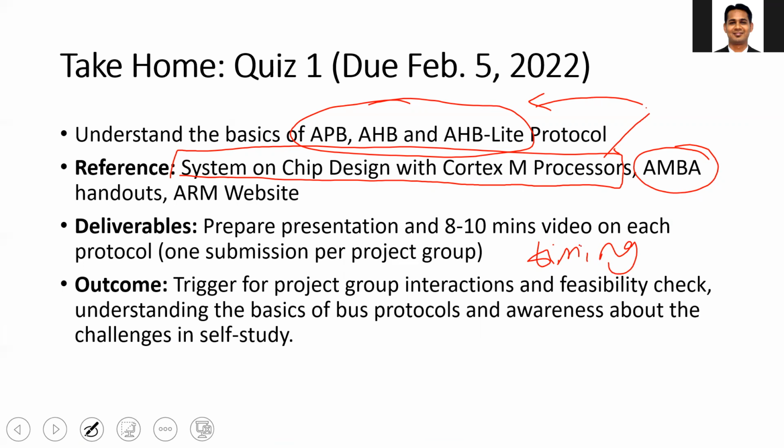Second, you will understand the basics of the protocols, because these protocols are simple, and we will be studying the AXI4 protocol, and you will see a lot of similarity between them. So you will be able to understand the basics of protocols. You will understand how the problems we have discussed are addressed in these protocols.